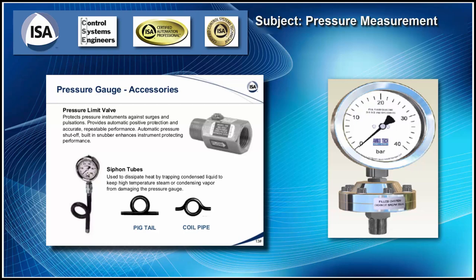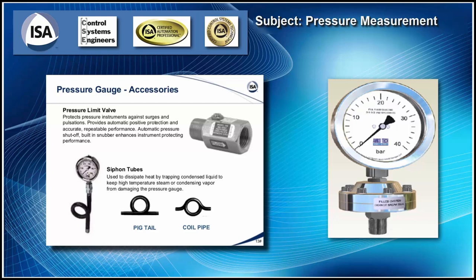But on steam pipes, the steam can get so hot, it can actually damage your pressure gauge. So what they do is they have this coil called a siphon tube, and as the steam comes up, it cools down, and that fills up with condensate, and this condensate helps block the steam from going directly against it. And so these are typically called a pigtail. You typically see a pigtail out in the field. Talk about a pigtail when you're hooking up a pressure gauge to a steam pipe.